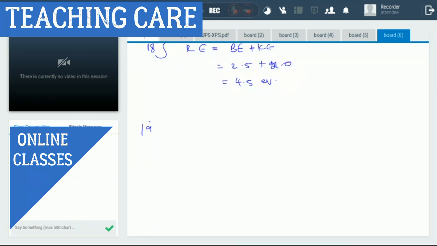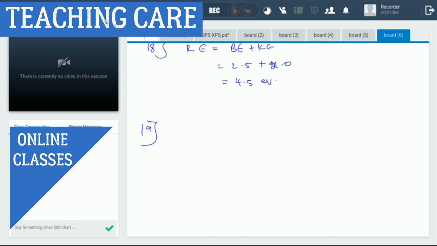19th one. If the wavelength of the light were to be shortened, how would that affect the kinetic energy of the ejected electron? Frequency will be more, so it will have higher speed. A shorter wavelength would increase the kinetic energy.